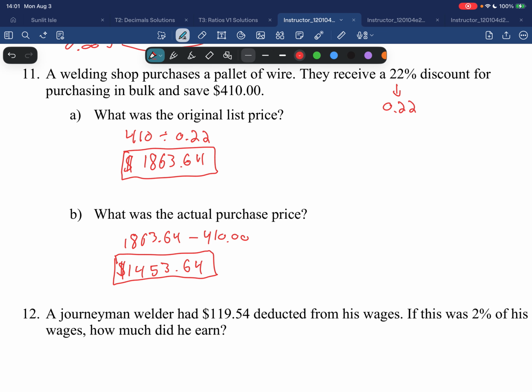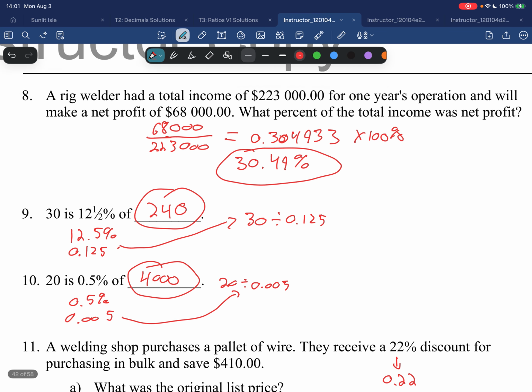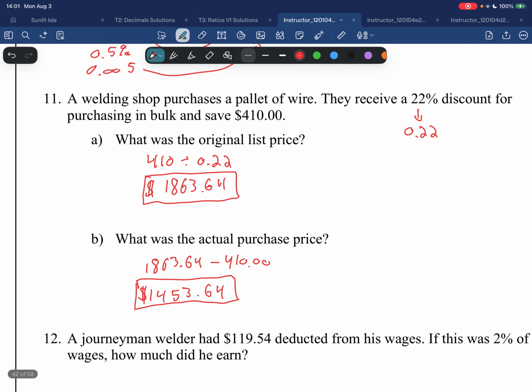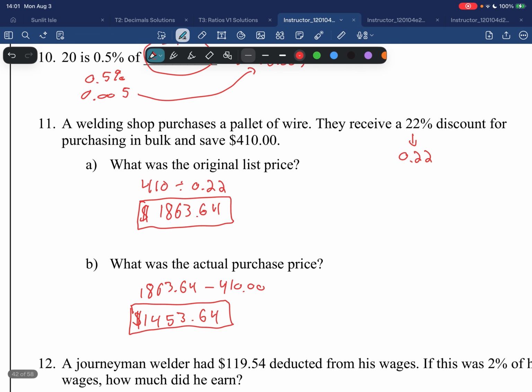There we go. So very similar. Part A was basically identical to 9 and 10. Part B, a little bit of subtraction. Take off the discount, see what they actually bought it for.